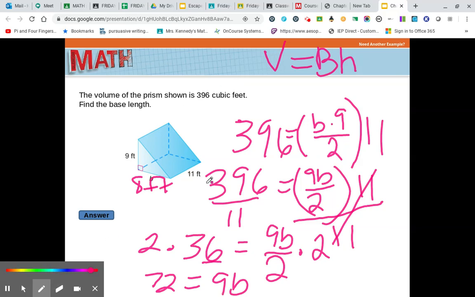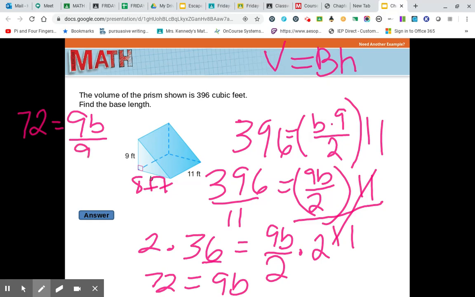Can I write on this side? Yeah, I can. All right, so I'm going to do the work here. 9b, divide by 9, divide by 9. These cancel out. B equals 8. All right, it's not pretty, but that is all the work.